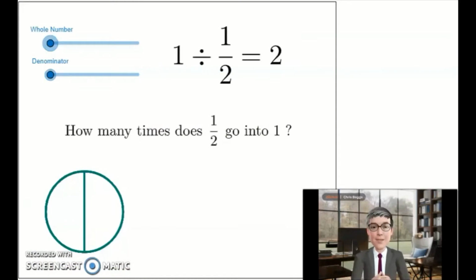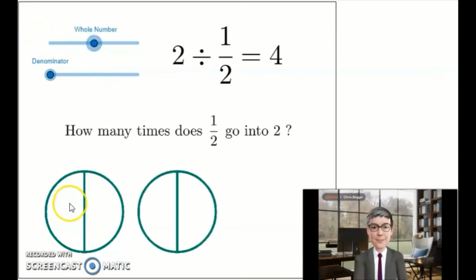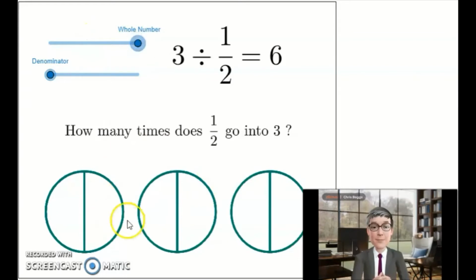So let's see what happens if we divide a whole number by a fraction. How many times does a half go into 1? Well, here's 1, and it's made up of 2 halves. How about how many times does a half go into 2? Well, 1, 2, 3, 4. And into 3? 1, 2, 3, 4, 5, 6. So dividing by a half seems to be the same as multiplying by 2.